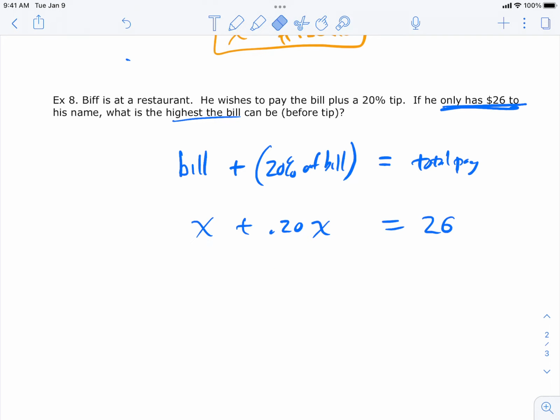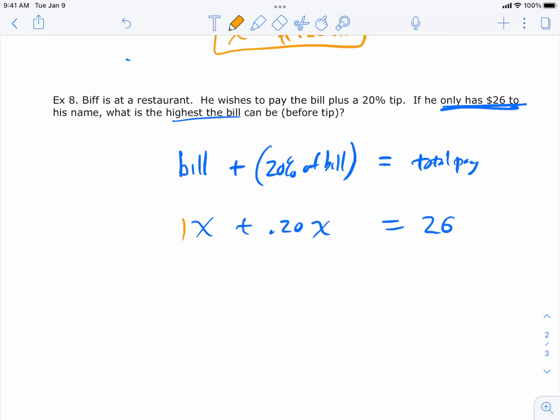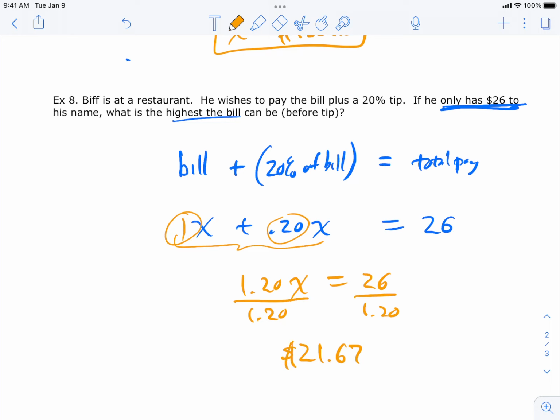Always, always, always. I think we've solved this kind of equation a few times already. You think of that as a 1x. These are called like terms. They're both x terms, so you can just add them together. It's like taking $1 and adding 20 cents. You get 1.20x, and that's equal to 26. So in order to solve, you take the 26 and divide by the 1.2. I guess I didn't solve it because something was wrong when I wrote that. 26 divided by 1.2, I'm getting that the bill can be just about $21.67, something like that. That's how you do these.